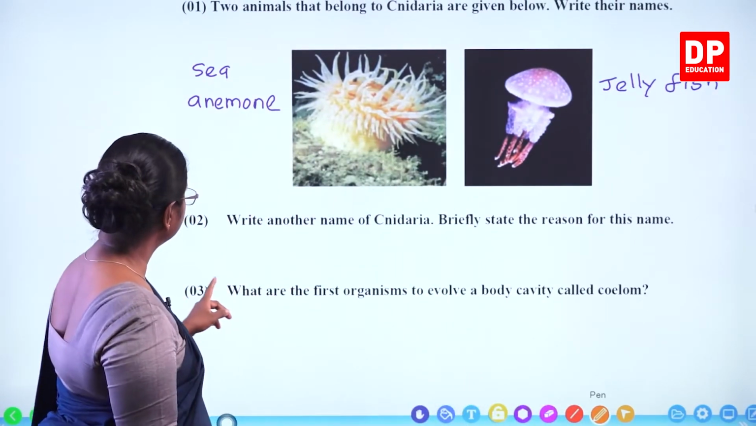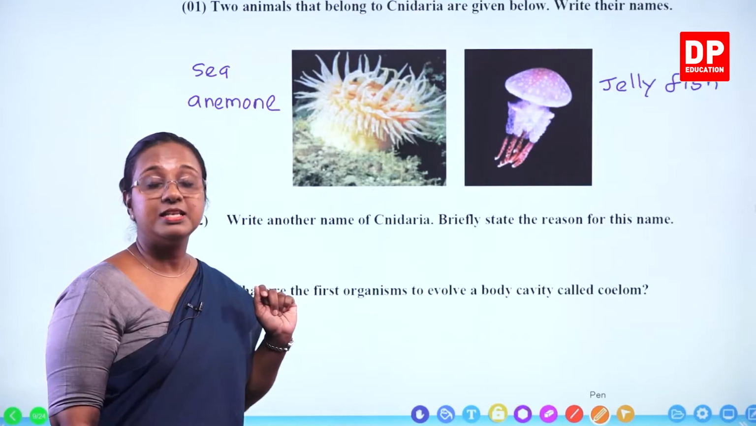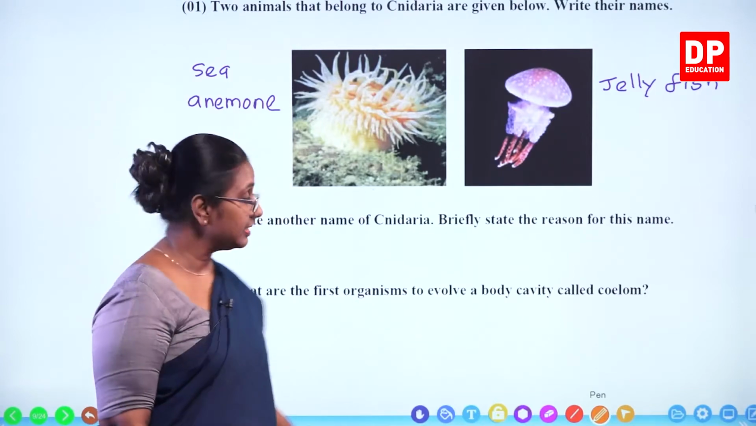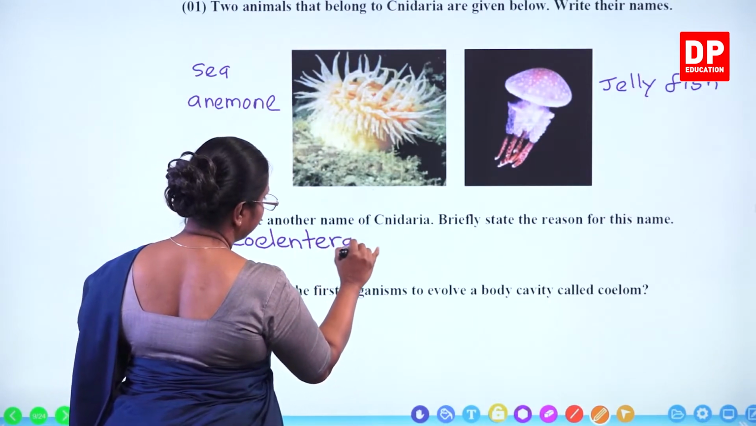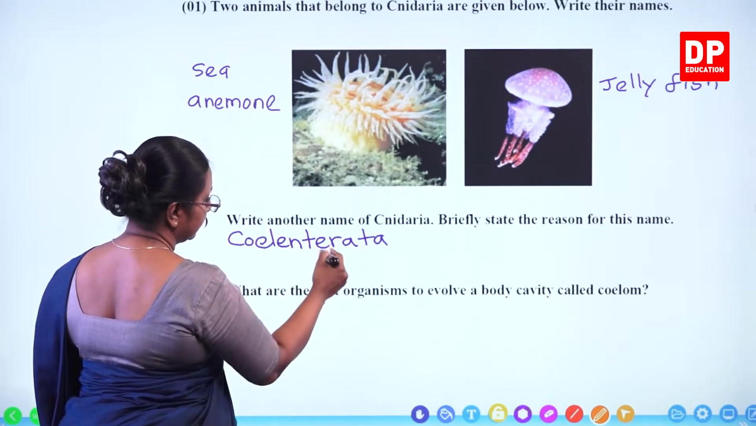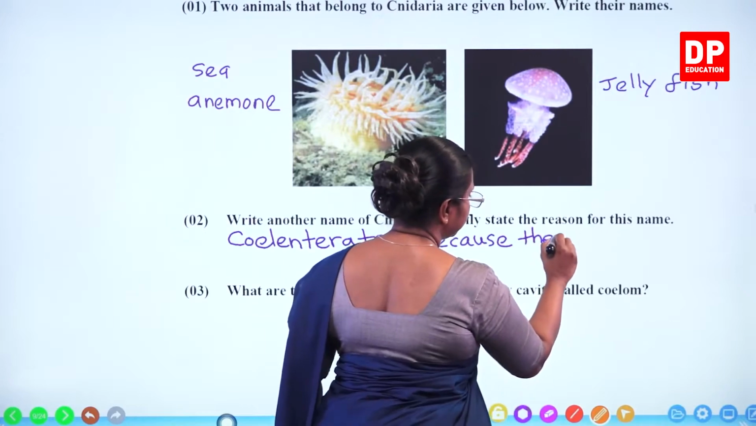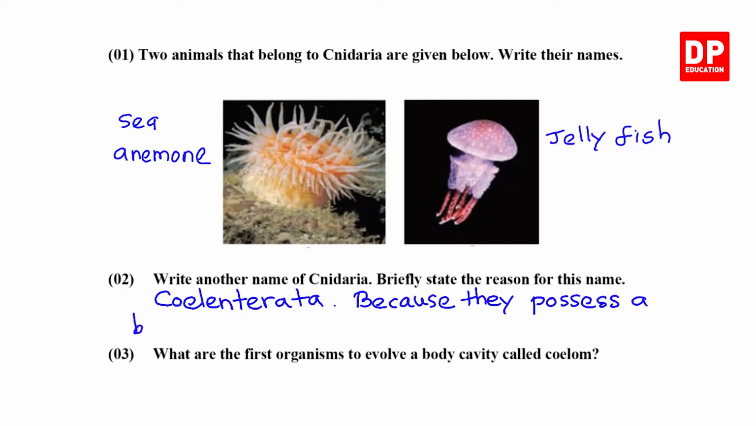Then we have another question. Write another name of Nidaria. Briefly state the reason for this name. They are called coelenterates. Why? Because their body cavity is known as coelenteron. So, they are known as coelenterates. Nidaria is known as coelenterata because they possess a body cavity called coelenteron.